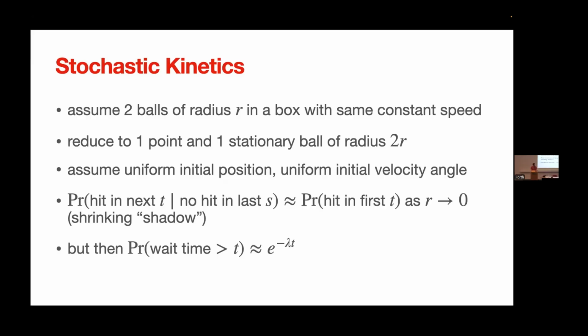For mathematical convenience, I'm trying to make an argument about what the kinetics should be, and then we see how that works out. First of all, reduce to one point, and let's say only the second one is flying around. You can add the speed to the other one, or square root 2 of the speed, and let's say the other one stays in the middle.